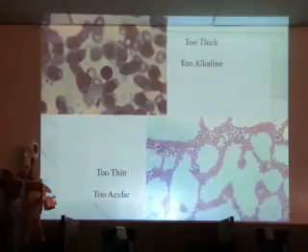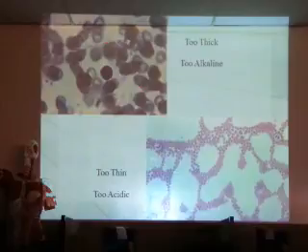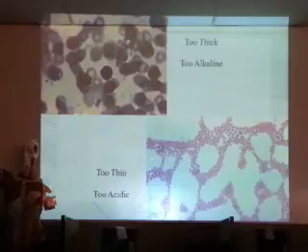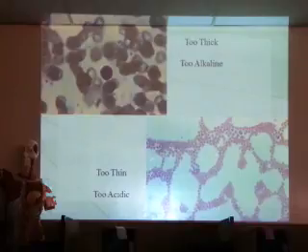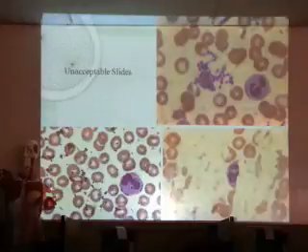Okay, just a few artifacts. This is an example of an area that's too thick and also very alkaline. Everything is dark purple-blue, stacked on top of each other, and you can't really tell the morphology that well. If you go into a very thin area, everything is flat and they look like huge spherocytes, because these red cells have no central pale area. Even the white cells look flat. And if it's too acidic, everything turns pinkish. So, just an artifact.